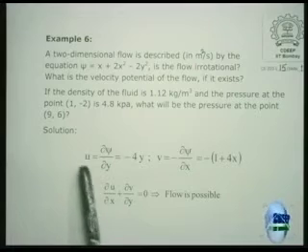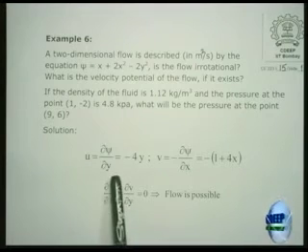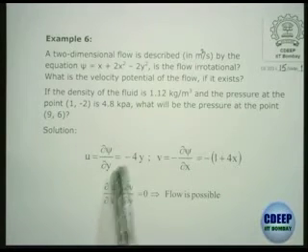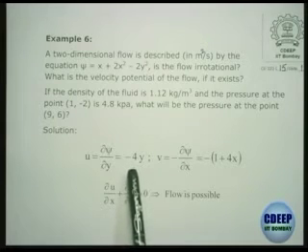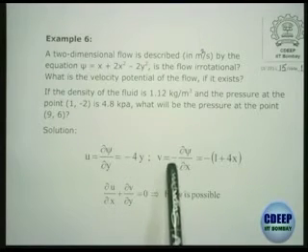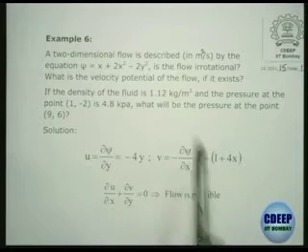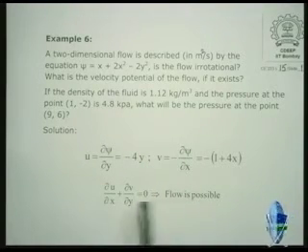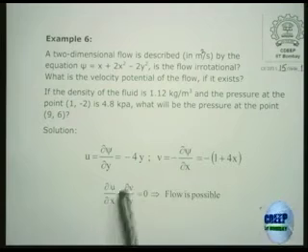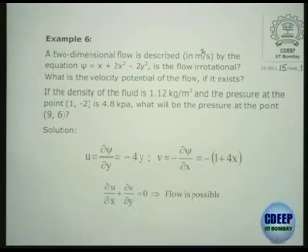From here, d psi by dy equal to minus 4y, and v equal to minus d psi by dx, again from the given function, and always check that the continuity equation is satisfied, hence flow is possible. Okay. Then we do the rest.